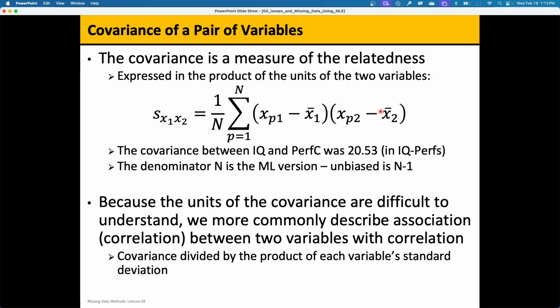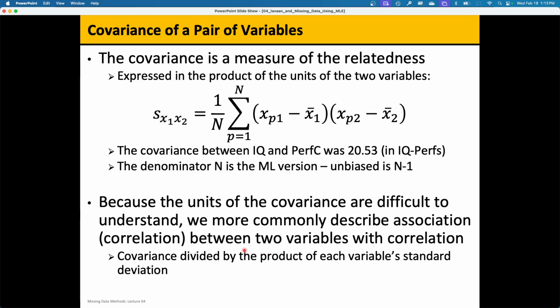So here, n is our maximum likelihood version. Typically it would be n minus 1 for what we would call the sample in basic statistics. So n again shows up like we saw last week. N was the denominator when we saw the variance formula for ML. Because of those units, IQ perfs, 20.3, I can't tell you if that's big or little without knowing more information. It's often why we then convert covariance to correlation.